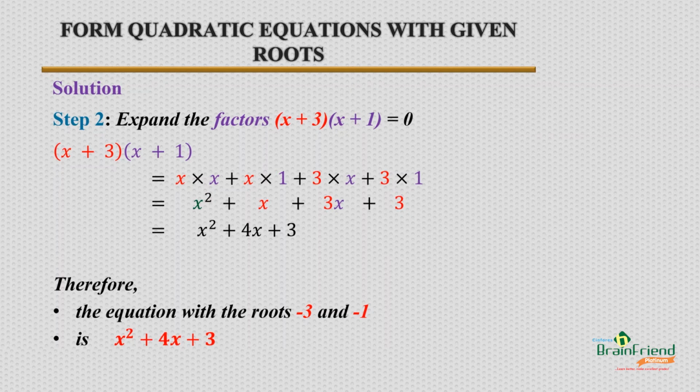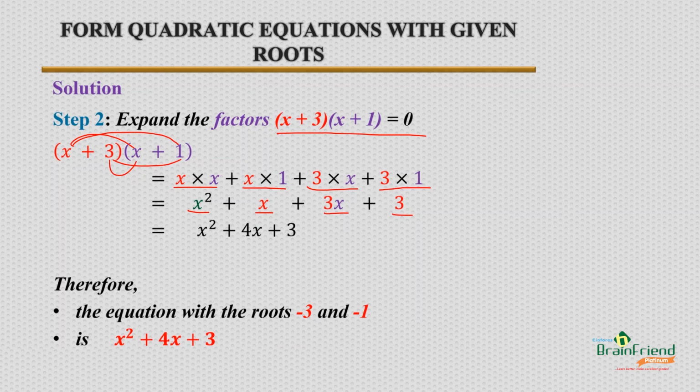Our step 2 now is to expand the factors x plus 3 and x plus 1 equal to 0. To expand that, we'll say x times x, which is this, and it gives us x squared. Next, x times 1, which is this, and it gives us x. Then 3 times x, which is this, it gives us 3x. And then 3 times 1, which is this, it gives us 3.